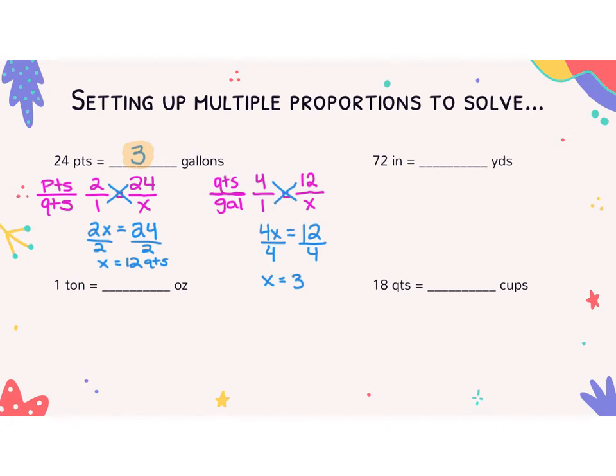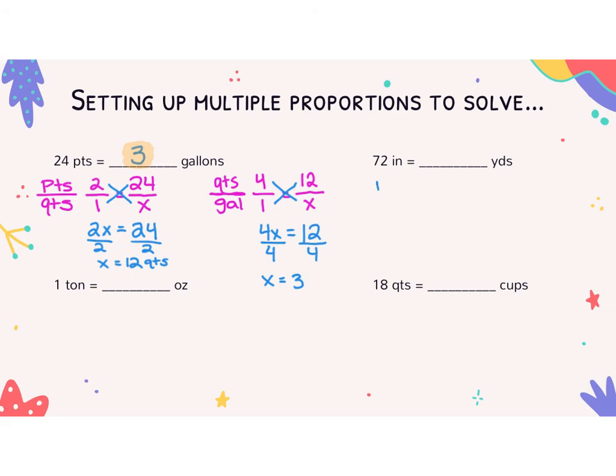Next, we see 72 inches, and we need to convert that to yards. On our conversion chart, we can convert from inches to feet, and then from feet to yards, but we are unable to convert directly from inches to yards. So again, we will have to set up multiple proportions to solve.